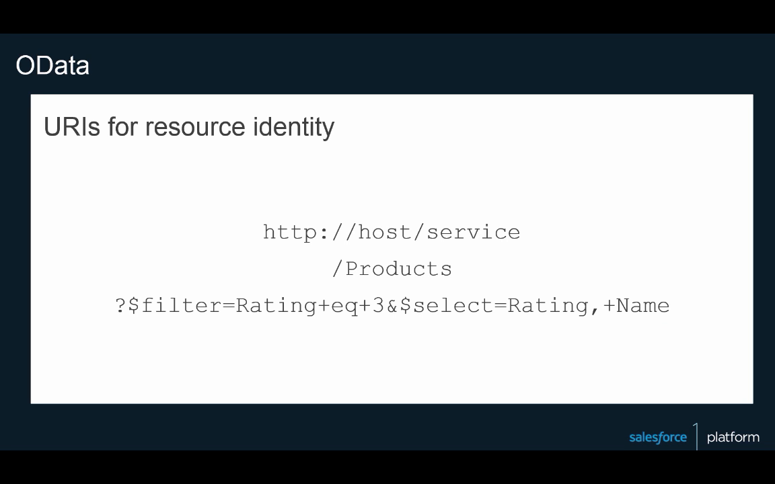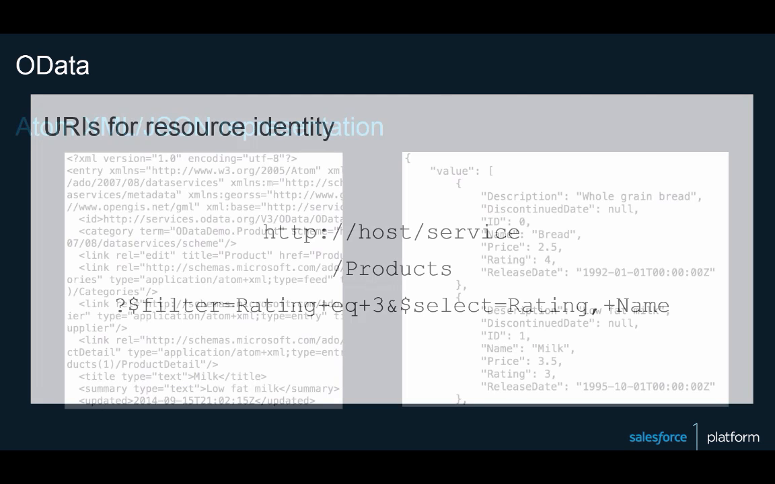And then the next segment on the end of the path is a table identifier. This identifies the entity that we're talking about. So here we're talking about products. So there might be some product table in our external data source. And just as an illustration of the fact that we actually pass through queries across the protocol, here we're querying the product table for products with a rating of 3, and we only want the rating and name columns from the database. So we can actually optimize the data flowing over the wire within the protocol.